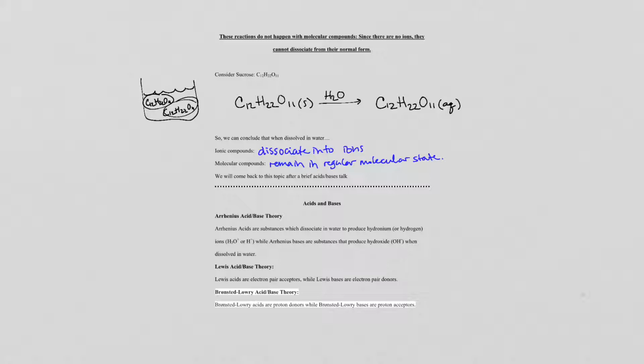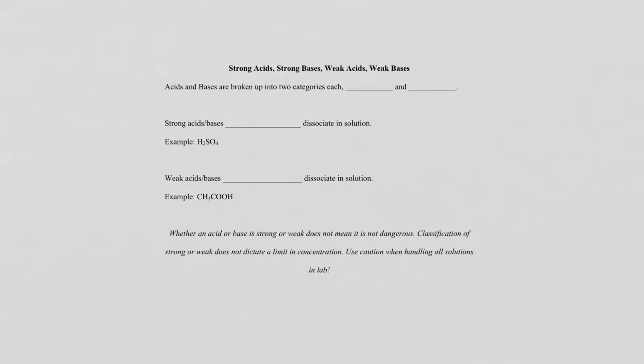So Arrhenius deals with ions. Lewis deals with electron pairs. And Bronsted-Lowry acid-base theory deals with protons. An H plus is just a proton, because there's no electron. So acids and bases can be split up and categorized into two categories, and those are strong and weak.